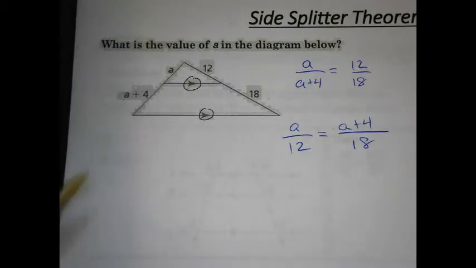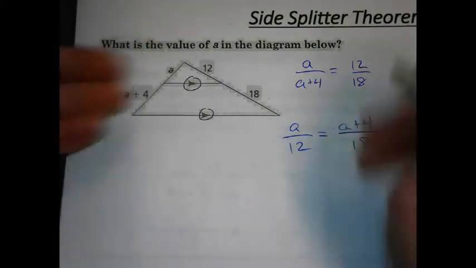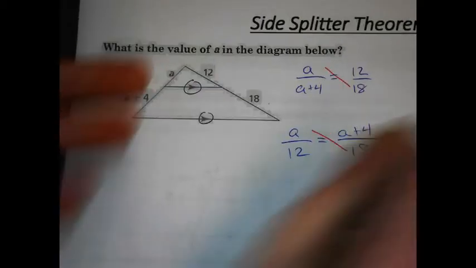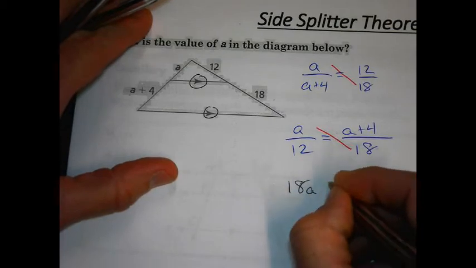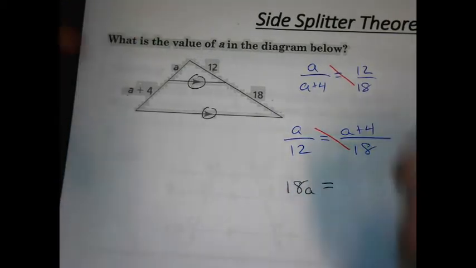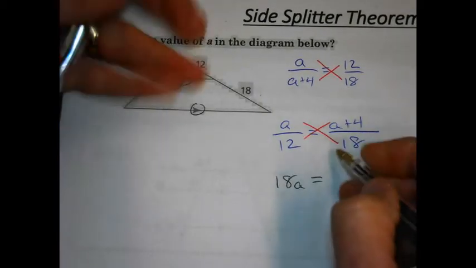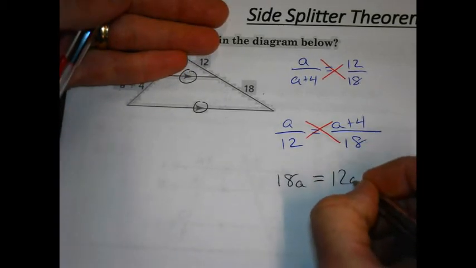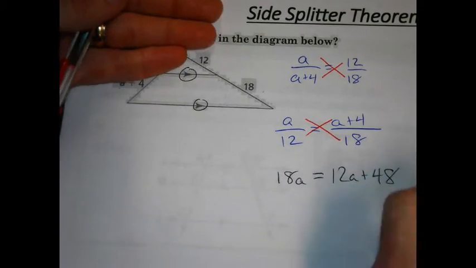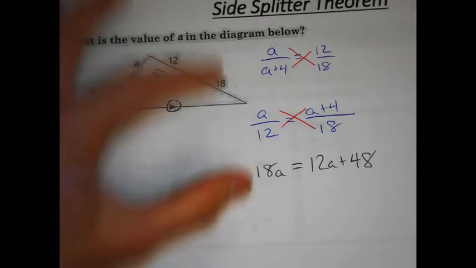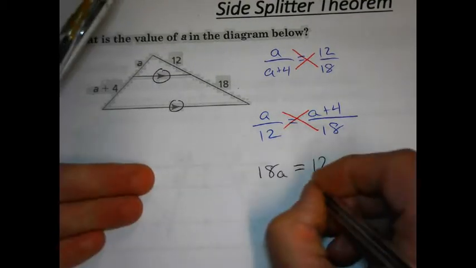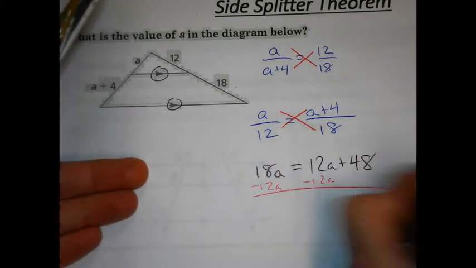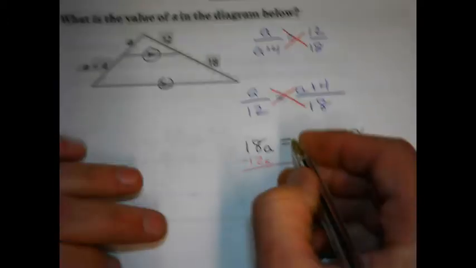Either way, the product of the extremes is going to be 18a, and then the product of the means is 12a plus 48. So it doesn't matter how you see the proportion, as long as it's equivalent. And now we have our equation to solve. And so let's solve our equation. We subtract 12a from both sides. Hopefully by now you see the solution.